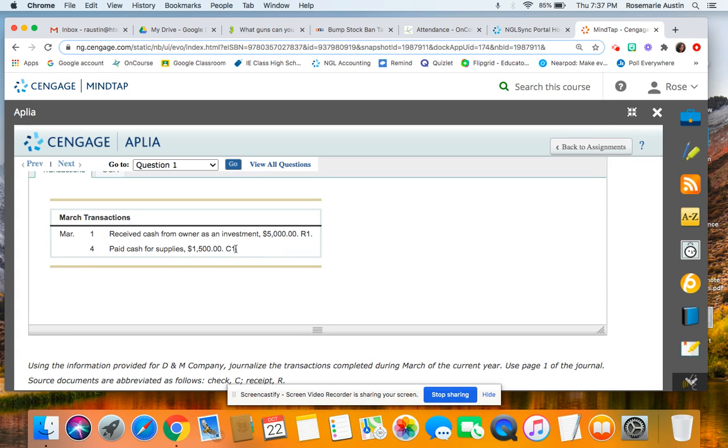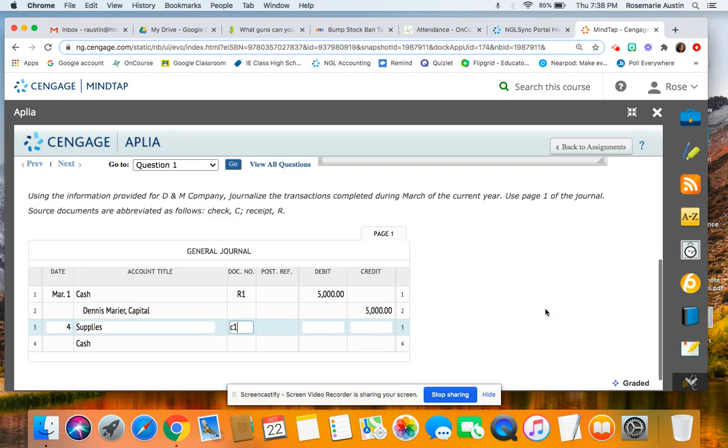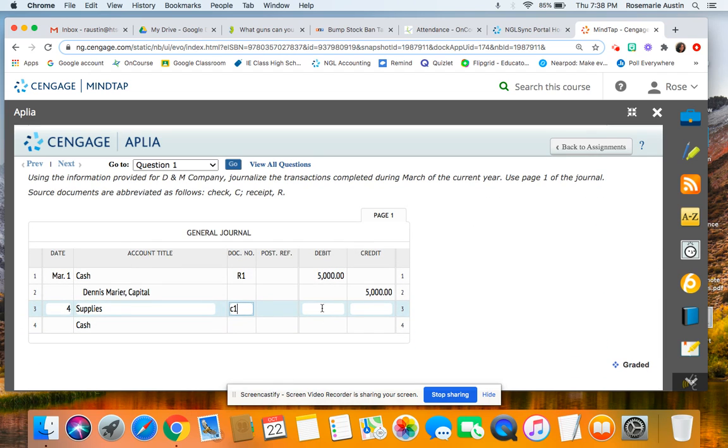And C1 is the source document. C stands for check. So C1 goes in source document, and it's $1,500, debit to supplies, credit to cash. And that's it, okay? If you just take a look at that again, each transaction requires a debit and a credit. The debit always goes first, credit goes second. The source document is listed on the same line as the debit entry.